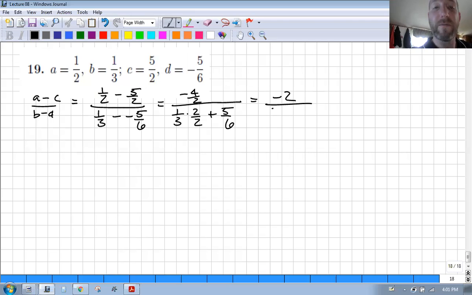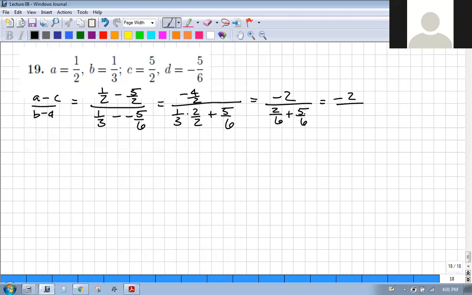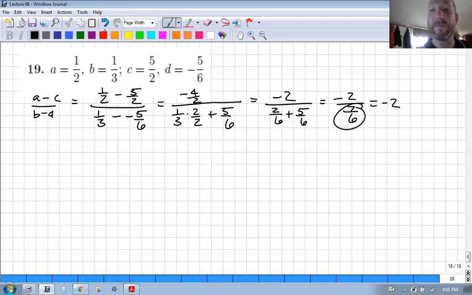The bottom, we have 2 over 6 plus 5 over 6. All right, that was why we multiplied by a 2 over 2, so that we'd have a 6 on the bottom. That way we can combine these. 2 plus 5 is 7/6. Now, instead of dividing by this fraction, that's the same as multiplying by its reciprocal. This gives us a -12/7.